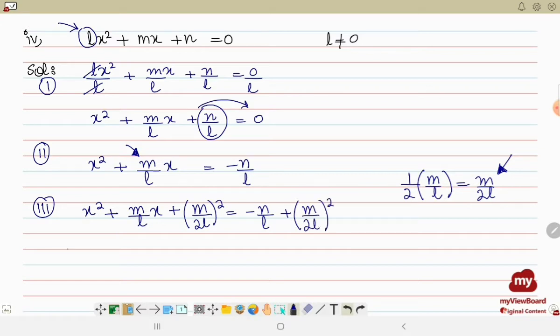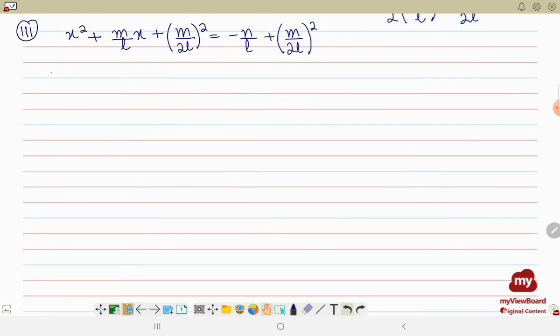Okay, so I hope you remember now the 3 steps of working. The very first is to make the coefficient of x square as 1. The second is to take the constant term to the other hand side. The third is to multiply the coefficient of x by 1 by 2 and then add up the square of it on both sides.